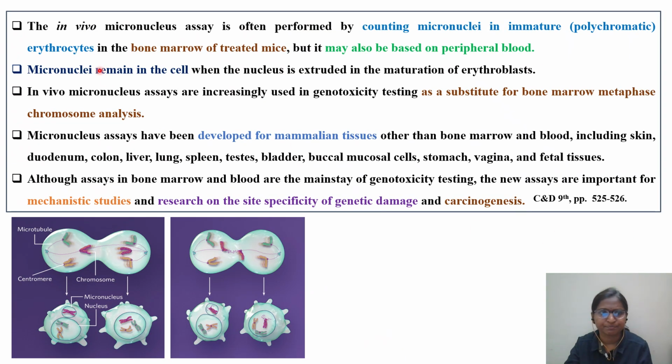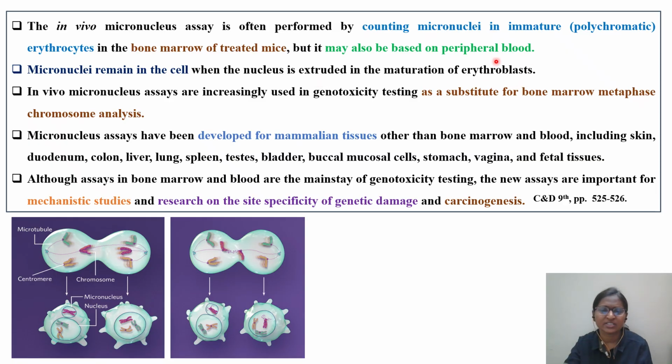Okay. In addition, we'll also see that the in vivo micronucleus assay is often performed by counting micronuclei in the immature, that is polychromatic erythrocytes, PCE, in the bone marrow of treated mice, but it may also be based on peripheral blood. Sometimes you will do the peripheral blood micronucleus assay, and you can also do the bone marrow micronucleus assay. Micronuclei remain in the cell when the nucleus is extruded out in the maturation of erythroblasts.